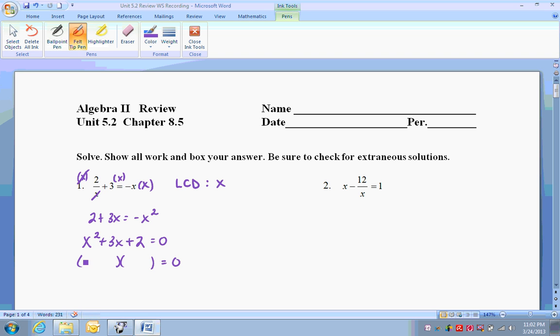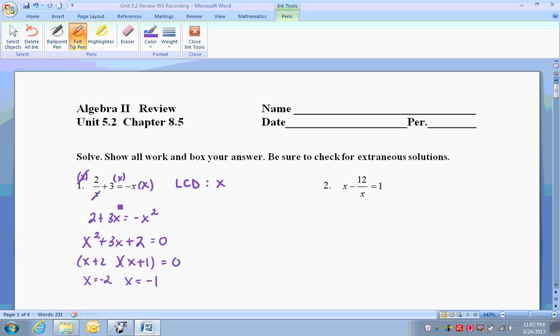And when I factor it, it becomes x plus 2 times x plus 1. The reason I chose positive 2 and positive 1 is because they multiply to positive 2 but add to 3. So the solutions are x equals negative 2 and x equals negative 1.